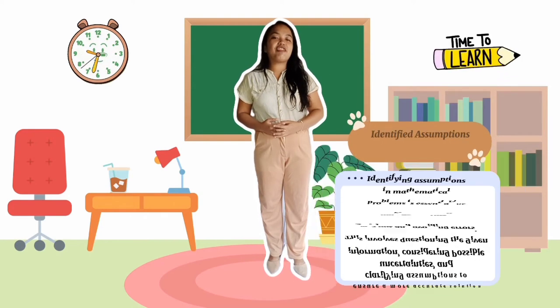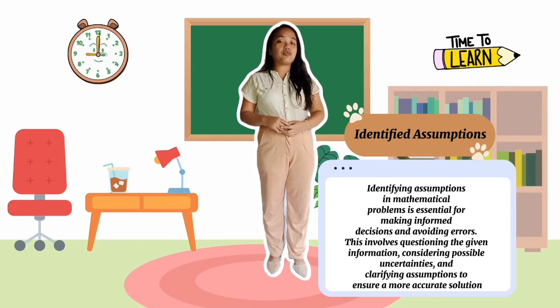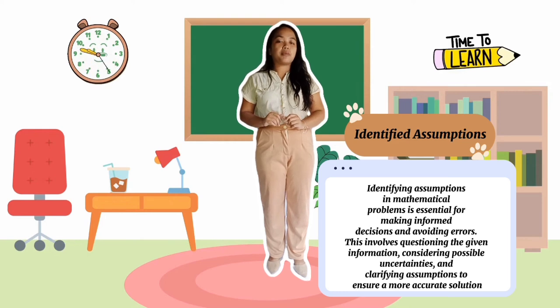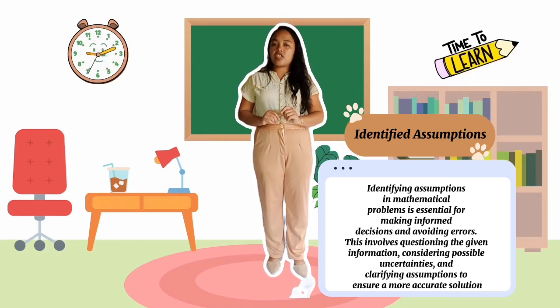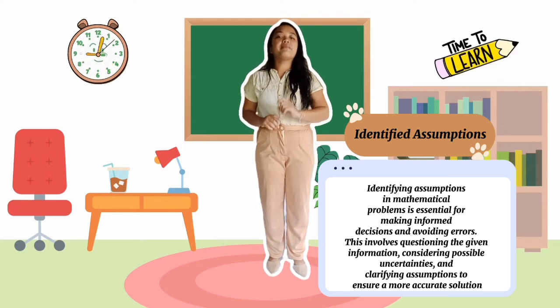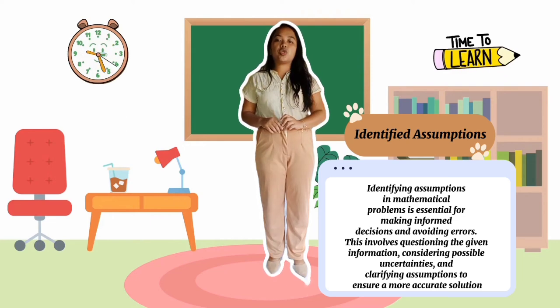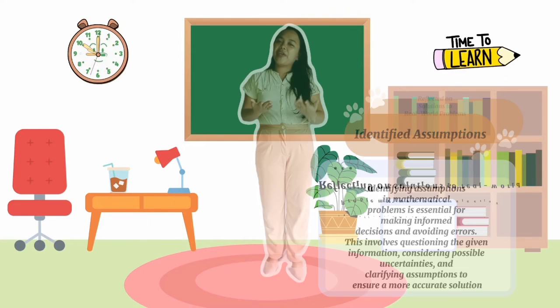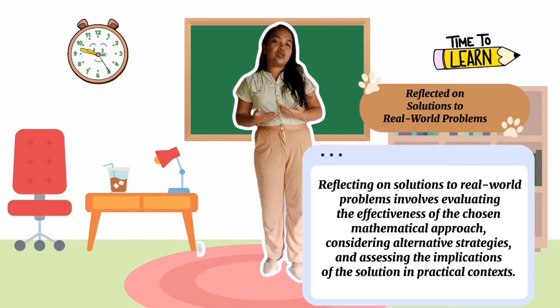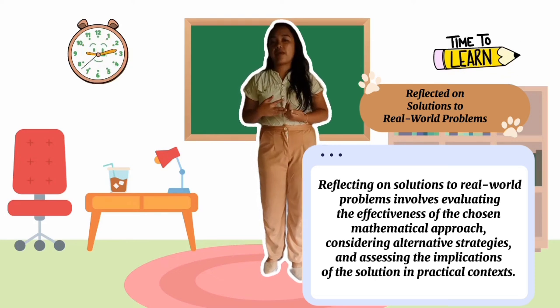Fourth, identified assumptions. Finding assumptions means looking for the things you think are true in a math problem. It's about asking questions, thinking about what might not be certain, and making sure you're clear on what you are assuming. We have the fifth one, reflected on solutions to real-world problems.